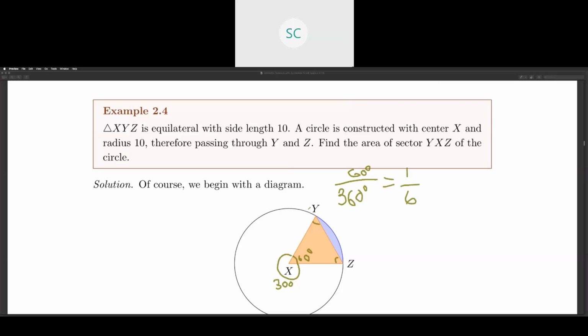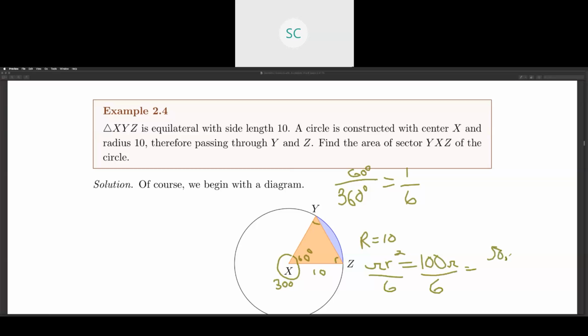So now we have that this is 1/6 of the circle. All we really have to do is find the area of the whole circle and then take 1/6 of that, and then we'll be done. We're told that we have an equilateral triangle with side length 10, so the radius is 10. If you remember, the area of a circle is pi r squared. If you plug in 10, you get 100 pi. And as I said before, the area of the sector is just 1/6 of that. So if I divide the area by 6, you get 50 pi over 3.